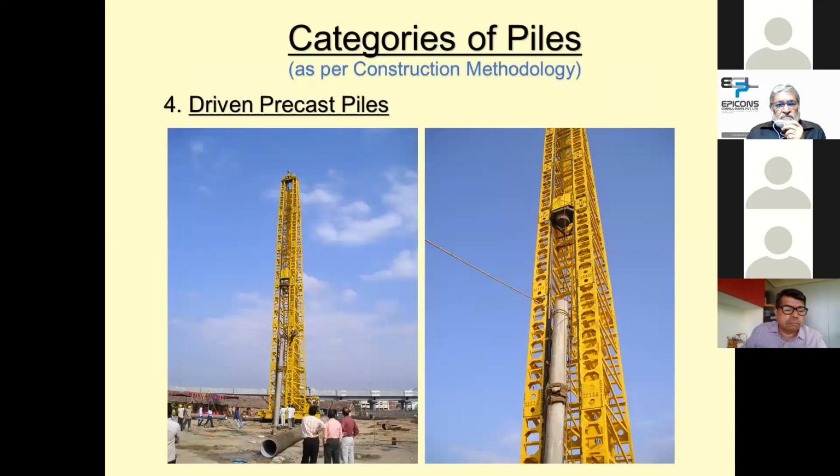Now this is a typical equipment which is driving the precast pile. There is a robust frame which keeps the pile vertical, and there is a falling head, and this is giving the close-up of the same situation, that this weight is falling some definite distance and giving a well-defined energy to the pile which is going down.